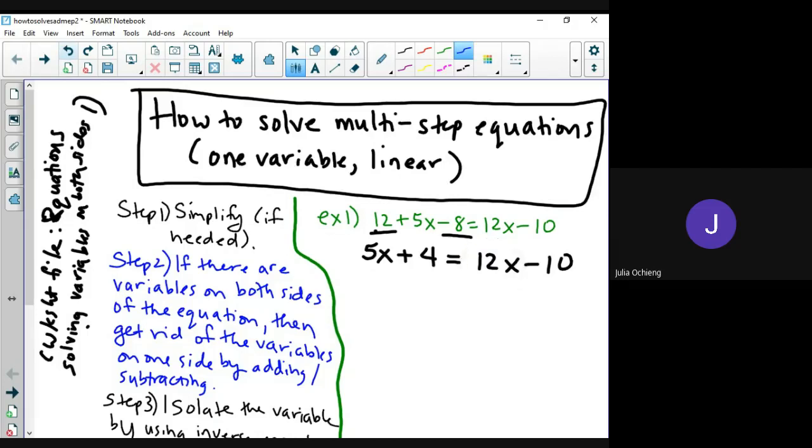So again, I'm going to subtract 12x. In order to keep this equation equal and balanced, I have to do the same thing on both sides. So if I subtract 12x from this side, I have to subtract 12x from this side. 5x minus 12x is negative 7x.